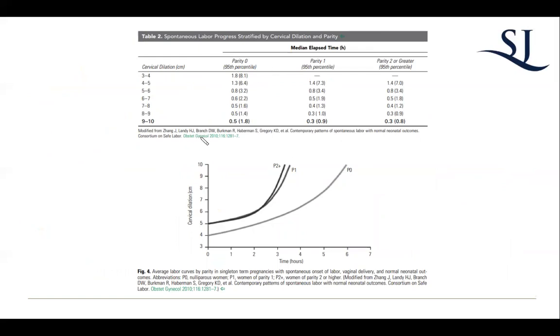This is a very old labor curve, but the point is that nulliparous patients are expected to have a longer labor duration than primiparous and multiparous patients. And that's different by race, by social determinants of health, all these other things. So you don't have to worry about the exact times, but just know that that's a trend. That's expected.